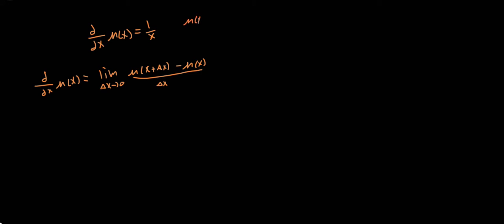So the natural log of x plus change in x minus the natural log of x, well, we can just divide the things inside the natural log. So this is going to be equal to the natural log of x plus change in x all over x. And we can rewrite this expression as x over x plus change in x over x, which is the same thing as the natural log of 1 plus change in x over x.